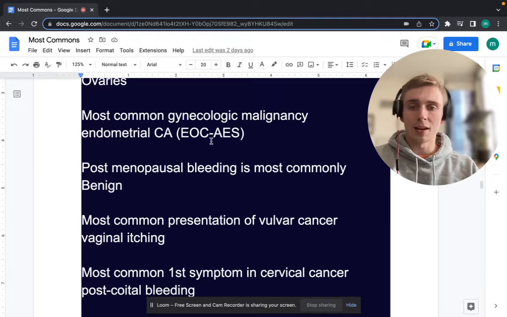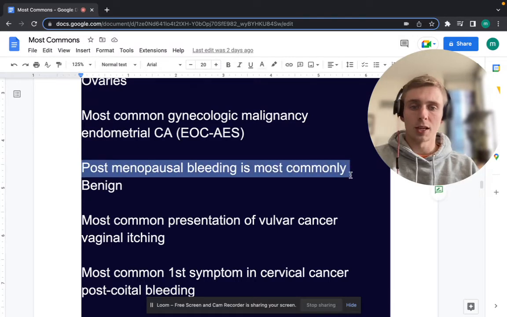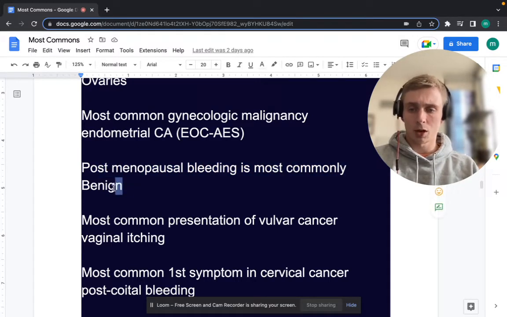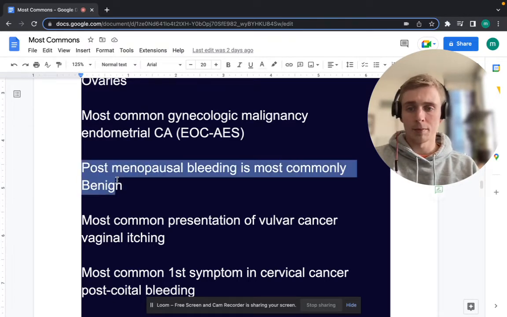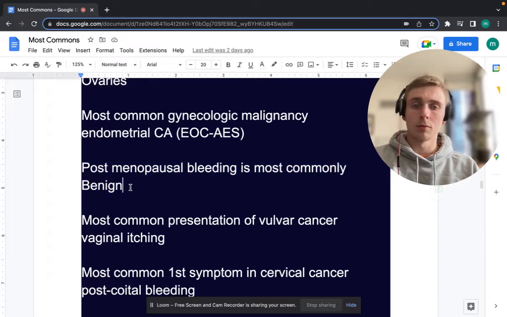The most common type of cancer would be adenocarcinoma of the endometrial lining. So with postmenopausal bleeding, you always want to think of endometrial cancer, but it is most commonly benign. You still always want to get that ultrasound and look for the endometrial stripe, and if it's large, over 5 millimeters, then you want to consider endometrial cancer or endometrial hyperplasia.